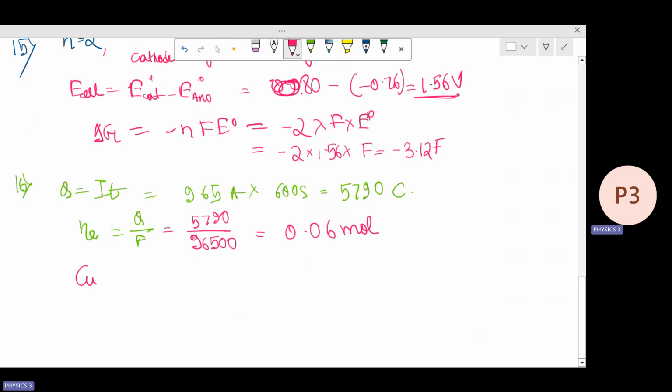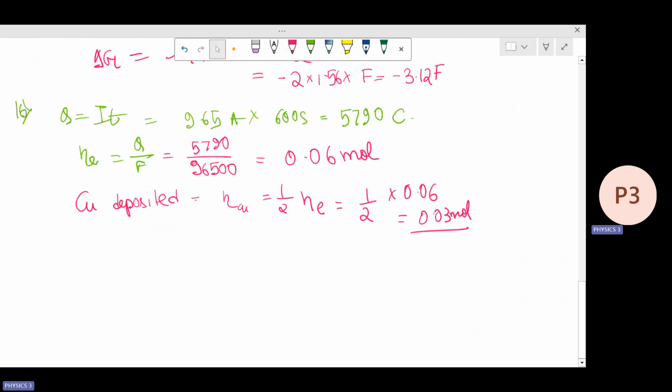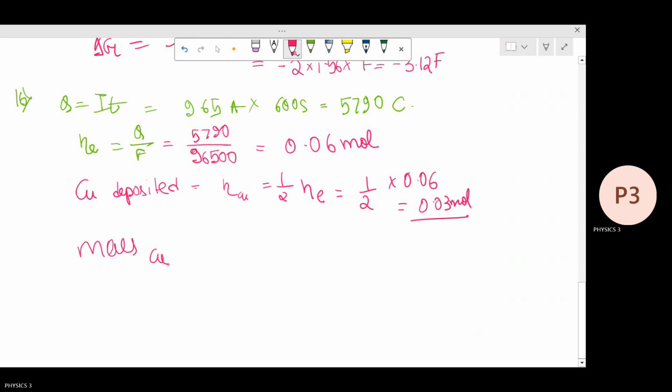Now, Cu deposited. The number of moles of Cu that we will get is half of the number of moles of electron, that is half of 0.06. Together, we are going to get 0.03 mole, because the overall charge was coming twice of it. So what will be the mass of Cu? Mass of Cu will be 0.03 into 63.5, that is going to be 1.905 gram. This is going to be the mass of copper deposited according to Faraday's law.